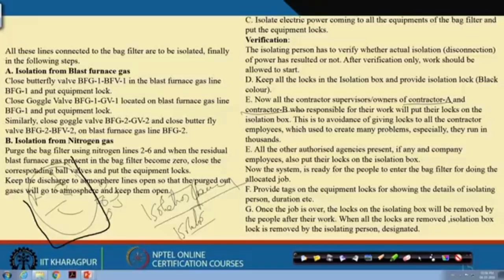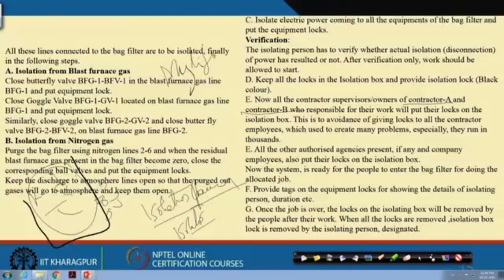If I complete my job, I will open my lock. If all the people open their locks, the isolator will come to know that everybody has done their job. Then he will open the group lock and open the equipment locks one by one. If anybody has not opened their lock, the isolator cannot open the lock. Only when all the people who have put locks have opened them can the isolation box be opened, where the keys of the equipment locks are inside. That's why people say, my life is in my hand.